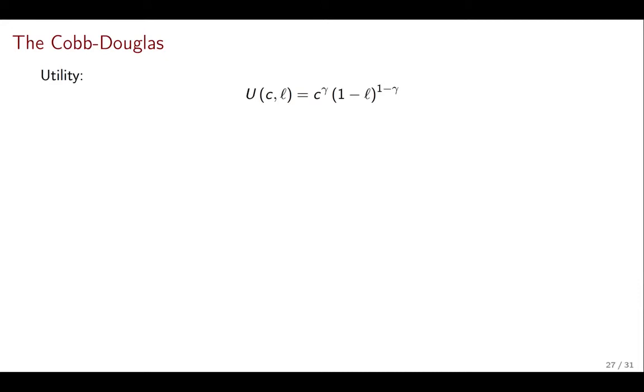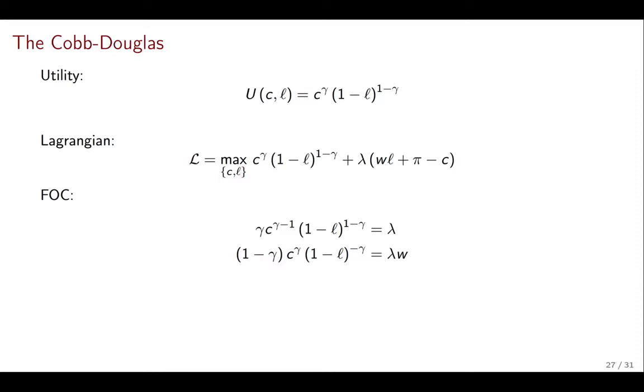Here is an example where we have a utility that depends on consumption, and it also depends on labor. Now, the Cobb-Douglas is going to have a parameter. This parameter is going to be gamma, and it's giving us the relative weight in utility of more consumption versus more leisure. You can see that 1 minus gamma is going to be the power on leisure. That's going to be the relative importance of leisure in utility.